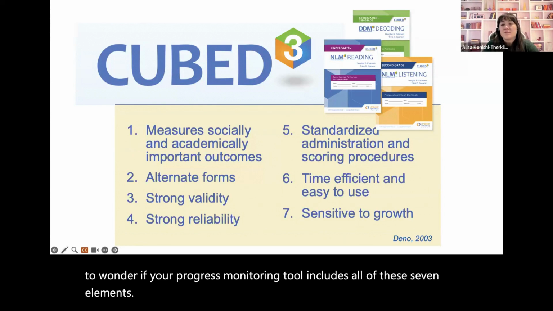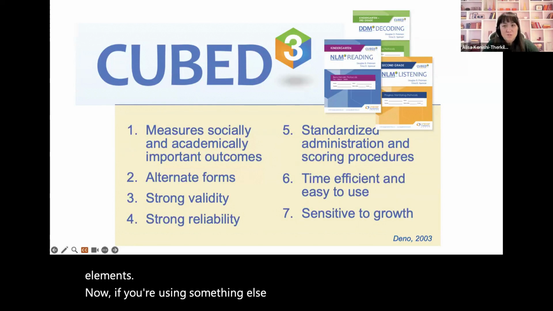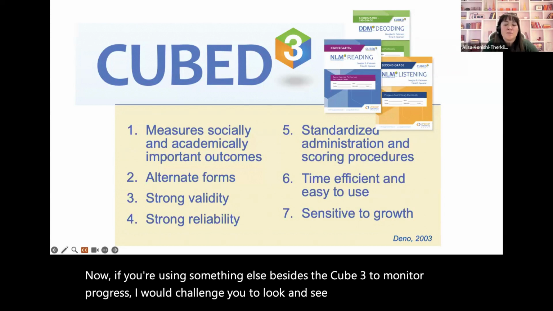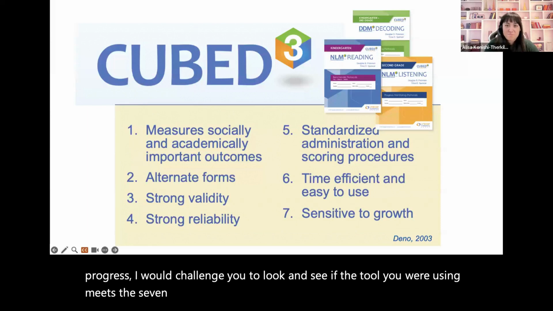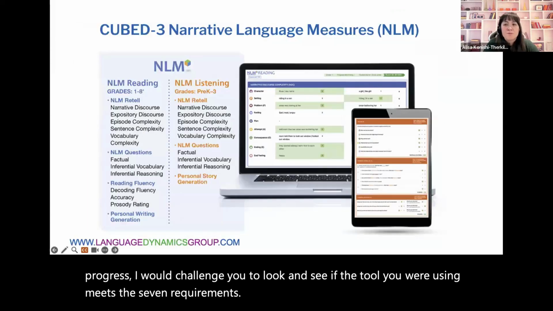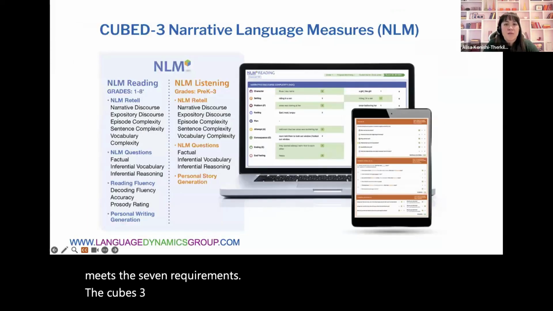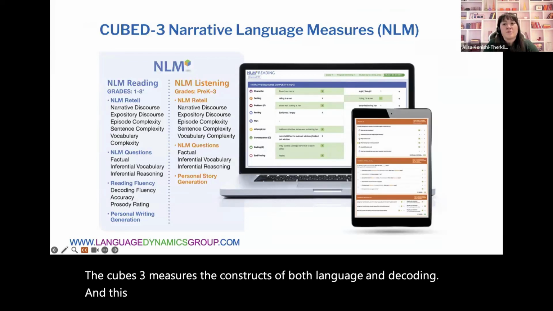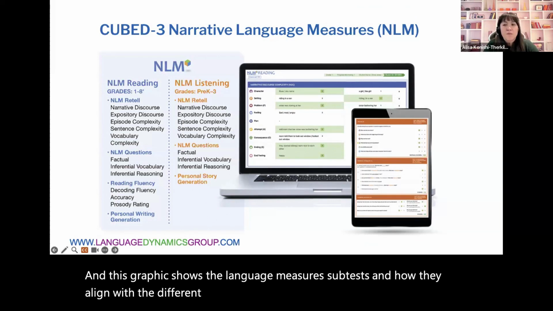So you don't have to wonder if your progress monitoring tool includes all of these 7 elements. Now, if you're using something else besides the Cubed 3 to monitor progress, I would challenge you to look and see if the tool you are using meets these 7 requirements. The Cubed 3 measures the constructs of both language and decoding. And this graphic shows the language measures subtests and how they align with the different grades.